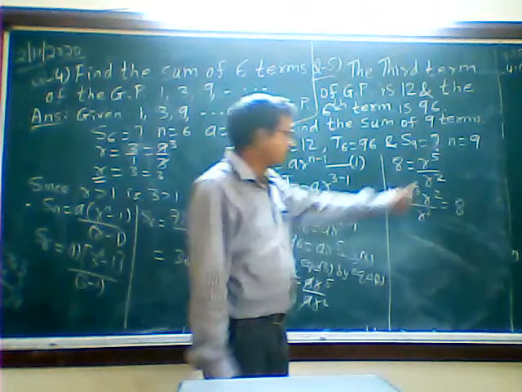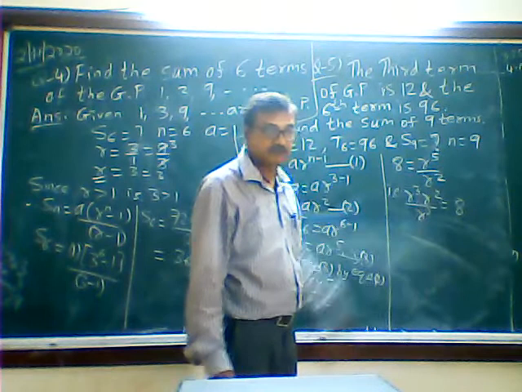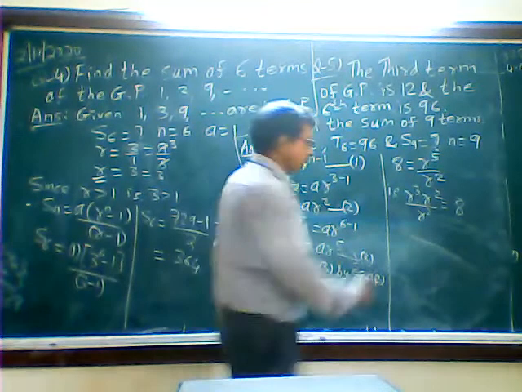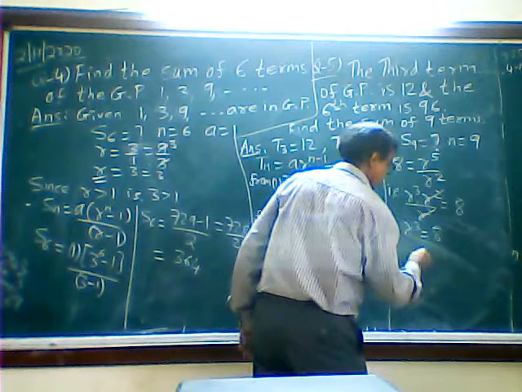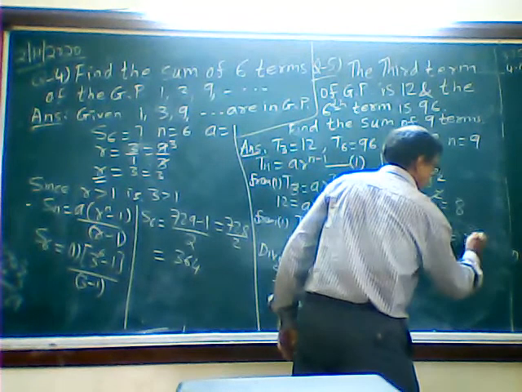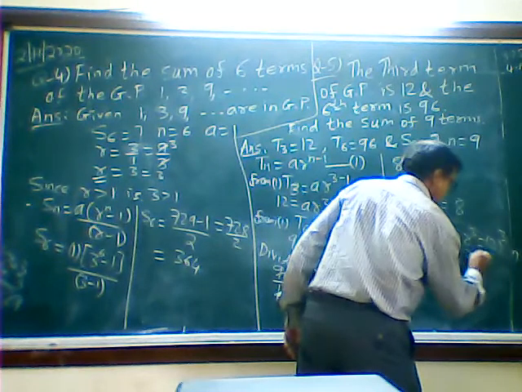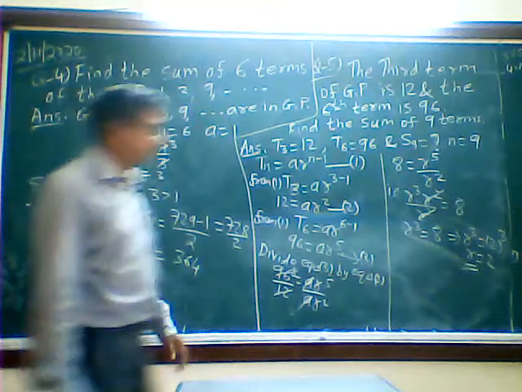See here, r raised to 5 can be written as r cube into r square, since 3 plus 2 is 5. Theory of indices, the base is common. So here r square cancels, r cube is equal to 8, that is, r cube is equal to 2 cube. 2 cube is 8. Therefore, r is 2.